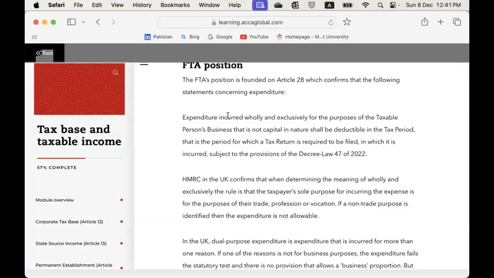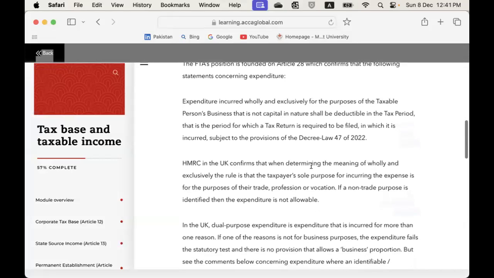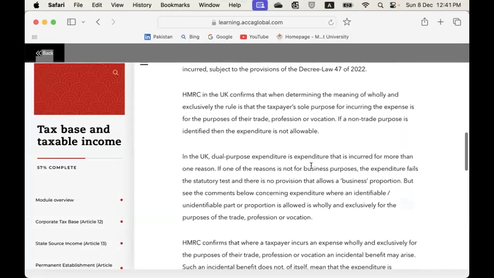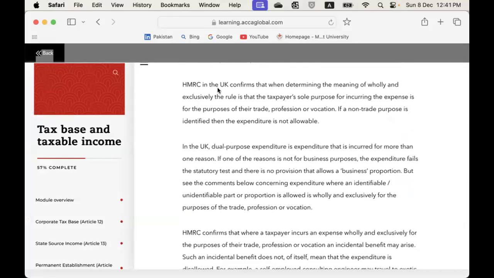FTS position, expenditure incurred, yeah, that we read. So it came out of discussion. Fine. Let's move forward. HMRC in the UK confirms that when determining the meaning of wholly and exclusively, the rule is that the taxpayer's sole purpose for incurring the expense is for the purpose of their trade, profession, or vocation. That is solely and exclusively.